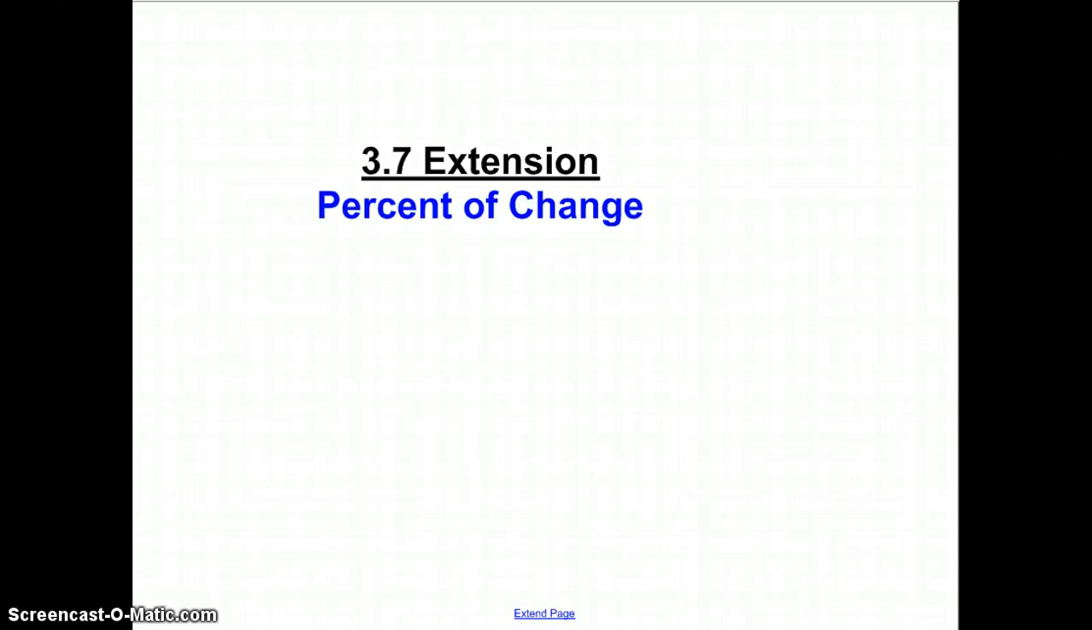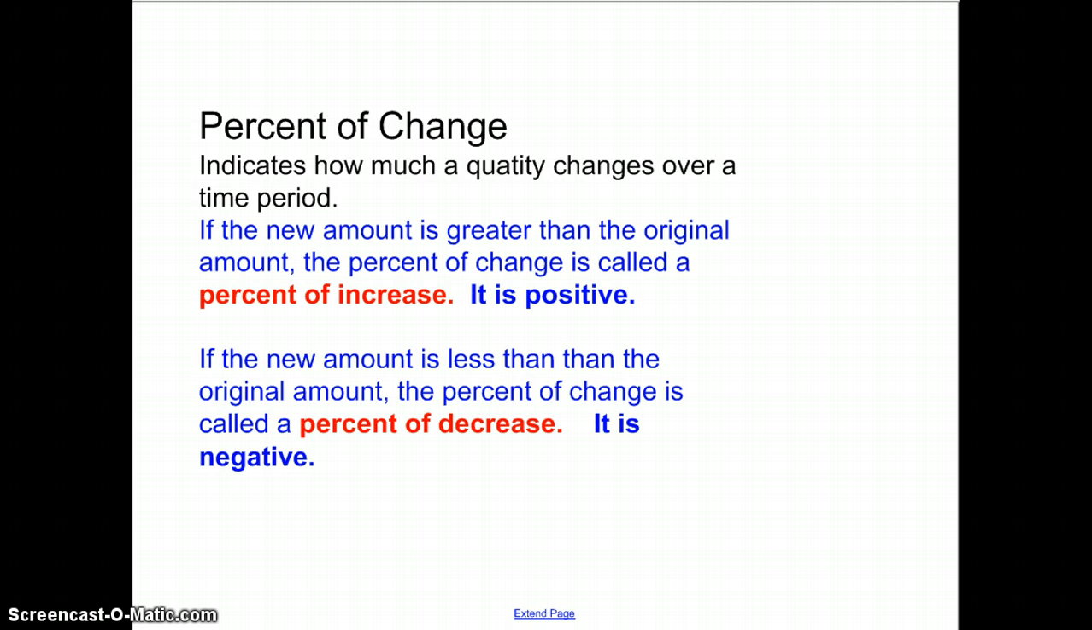This is the 3.7 extension, percent of change. This is going to sound very familiar to you because you use this to calculate some things in our milk problem. However, there are a couple of tricky things at the end and how you would use it in a word problem, so you should take a look at that.